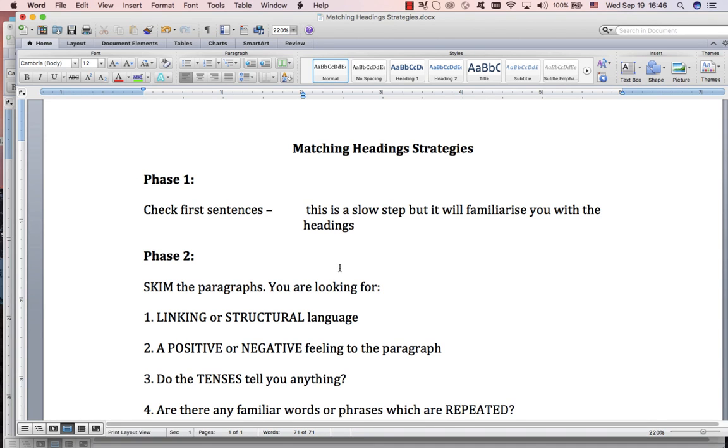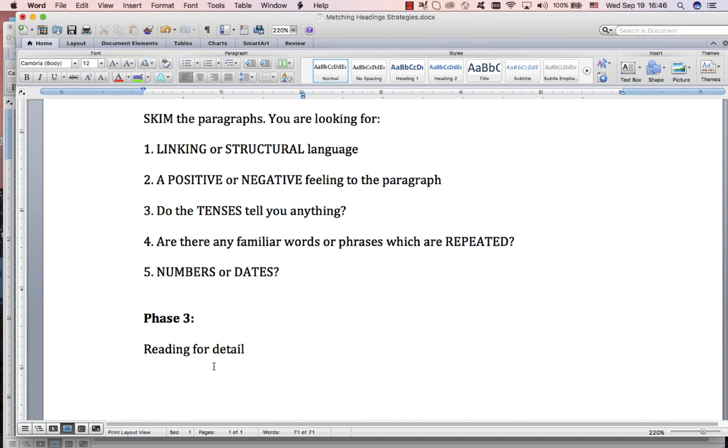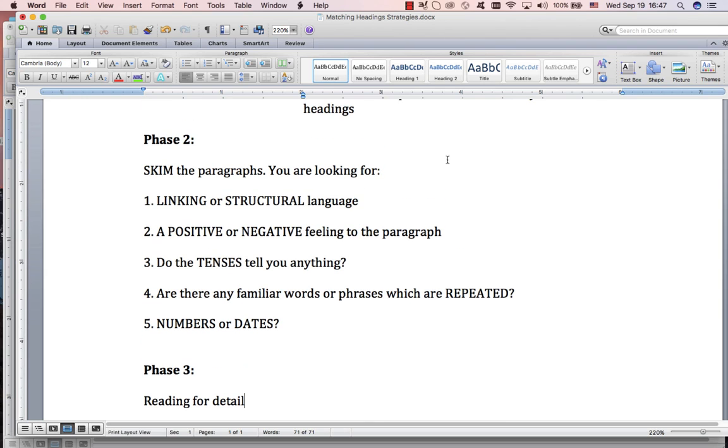Okay, and into the third phase, which is reading for detail. Now, there's not much that I can teach you here. It's just that you've got to read it and see if you can understand it. Remember, the time is going to start getting really important here, so don't be afraid to guess. And also remember, don't forget this information that you learned in phase 2. You're going to build on that information.